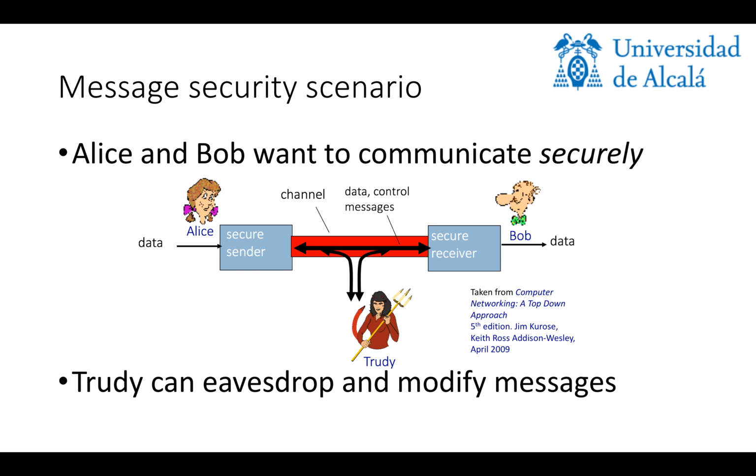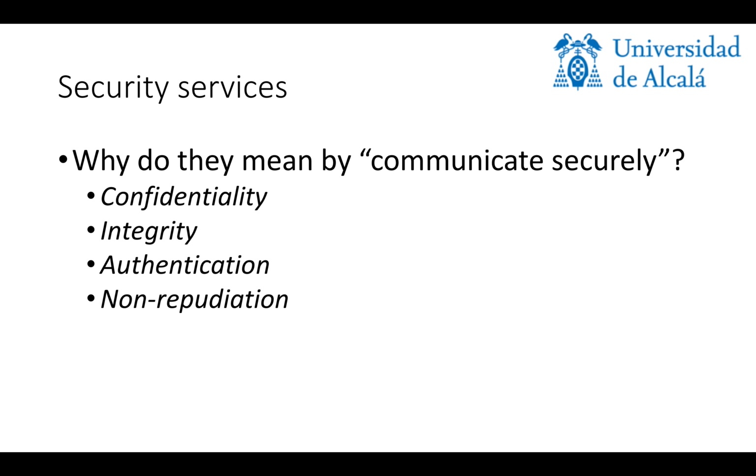Basically, we have Alice and Bob who want to communicate securely, and we have Trudy who can eavesdrop and modify messages. So what do we mean by communicating securely? Basically, Alice and Bob want to ensure some security services, which are confidentiality, integrity, authentication, and non-repudiation. And we're going to see briefly each one of them.